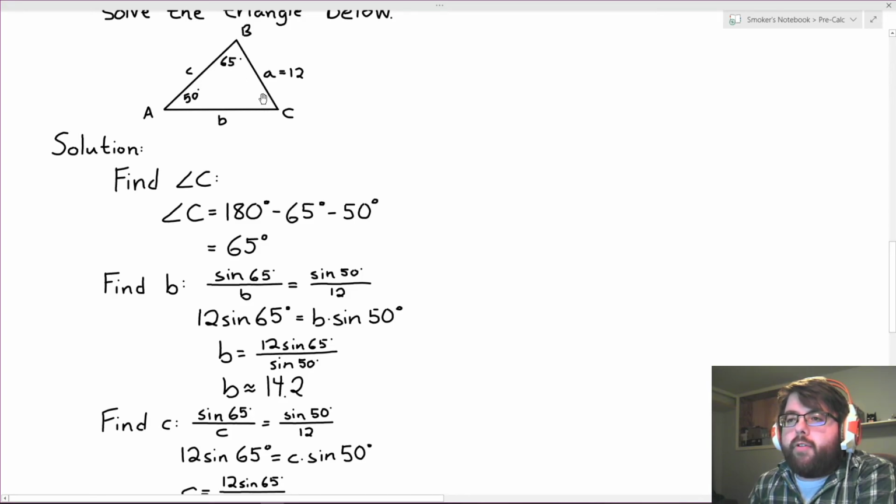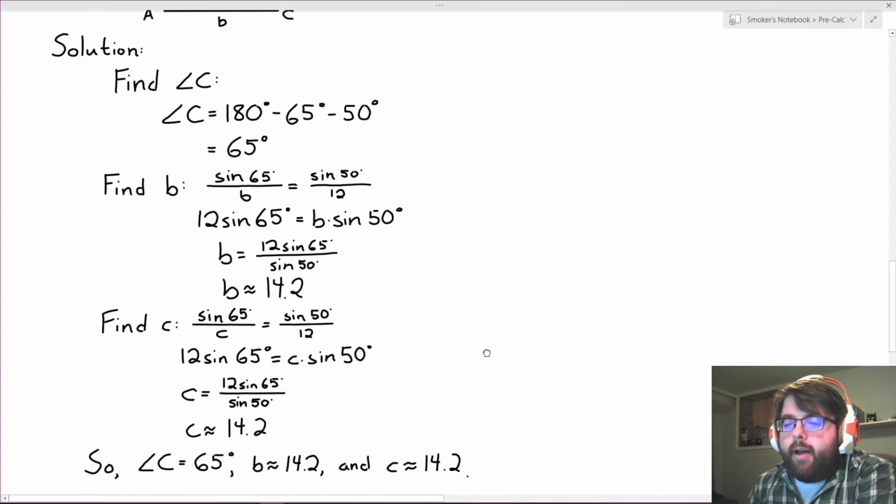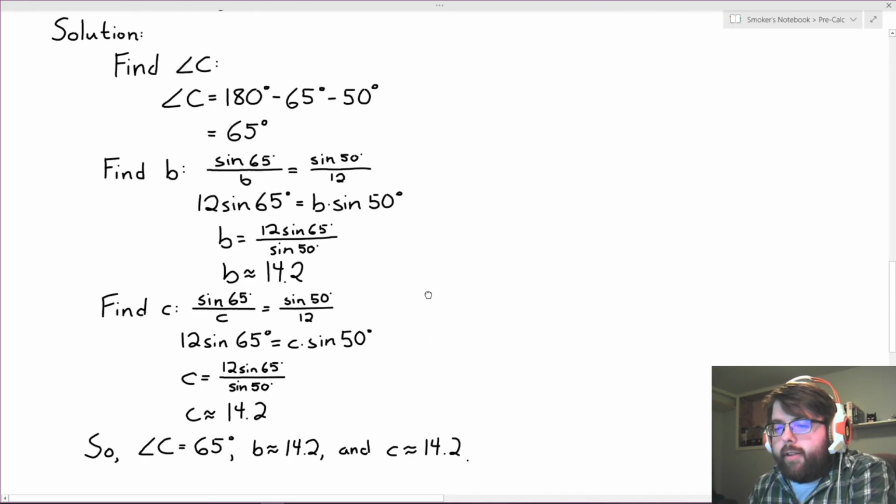So if these two angles are equal, their opposite sides will be equal. Properties in geometry. But that's not going to usually be the case. Most of the time it'll be 3 different angles, measures 3 different side lengths. So voila, we found the 3 things we were missing. How exciting.